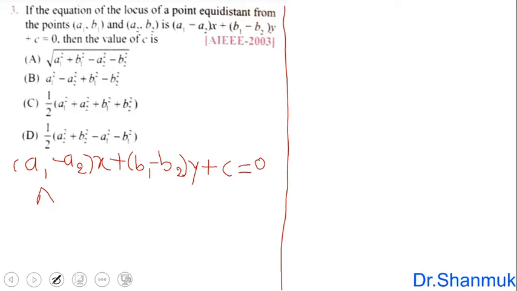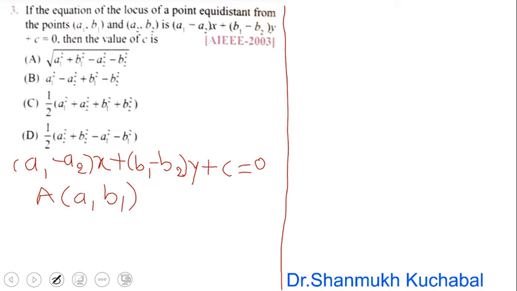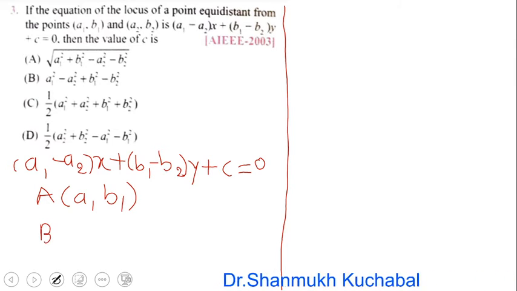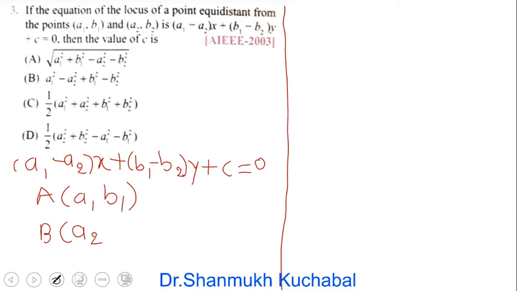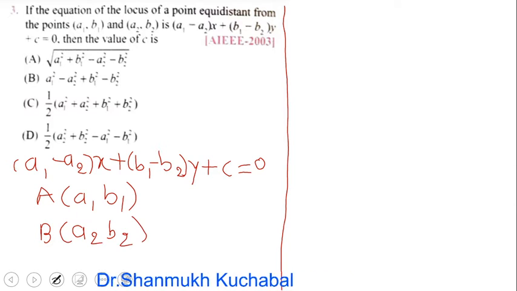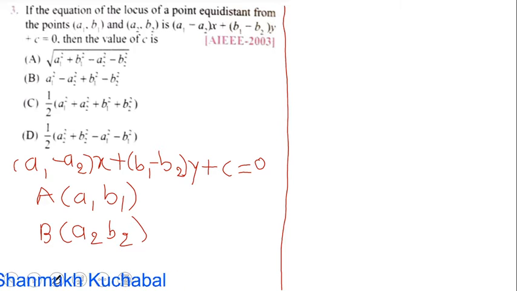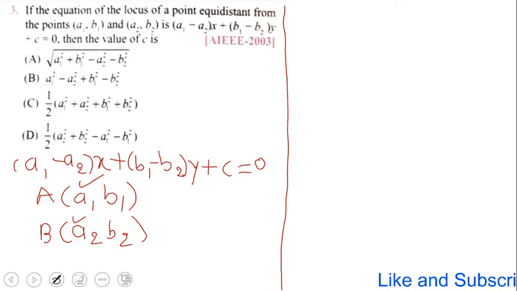First point is A, it is (A1, B1). Second point is B, it is (A2, B2). Then we have to find a midpoint of this. So midpoint of AB is ((x1 plus x2) divided by 2, (y1 plus y2) divided by 2). So x1 is A1, x2 is A2, y1 is B1, y2 is B2.